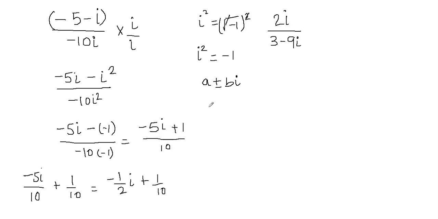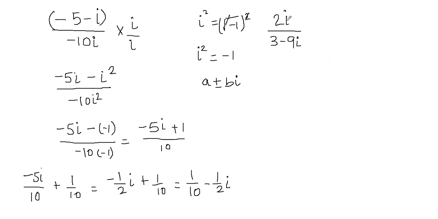Since I need to write my final answer in this form, my real part should come first and the imaginary part should be second. I'm going to write my real part first, which is 1/10, and then I'm going to write my imaginary part. Since it's -1/2 i, make sure you bring that along with the sign. So this is -1/2 i, and this is going to be my final answer.